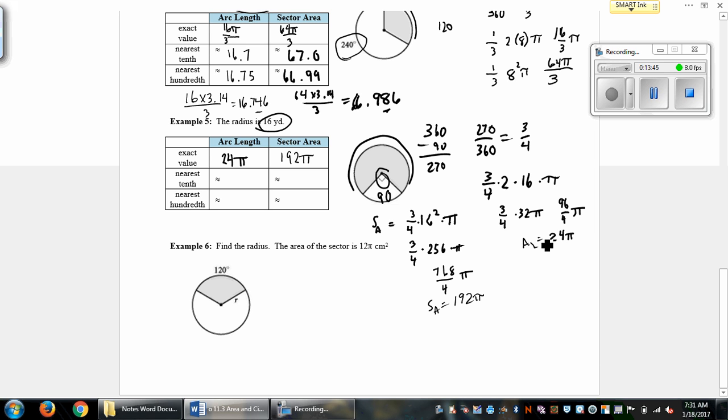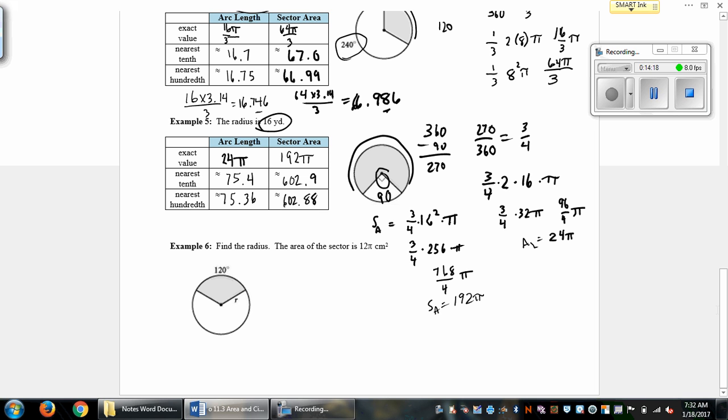Okay, so we'll do 24 times 3.14. And we end up with 75.36. And that would force us to round the 3 to a 4. And 192 times 3.14 is 602.88. And this would make us round the first 8 to a 9.